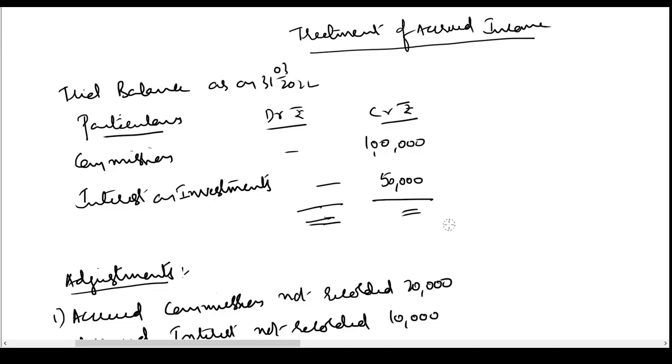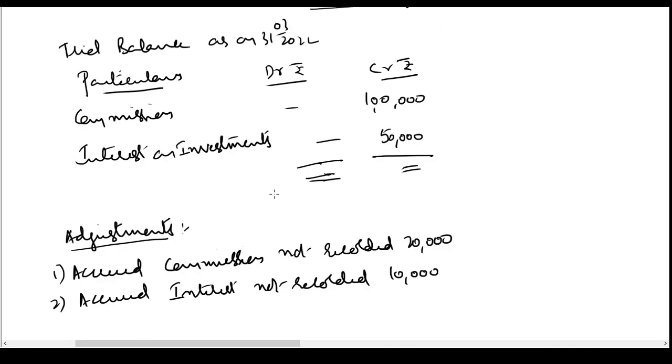Hi friends, in this video we'll learn the treatment of accrued income in final accounts. We have an example here. Trial balance as on 31st March 22. Particulars: debit rupees, credit rupees, commission 1 lakh rupees, interest on investments 50,000. You are given some adjustments. Accrued commission not recorded 20,000, accrued interest not recorded 10,000.